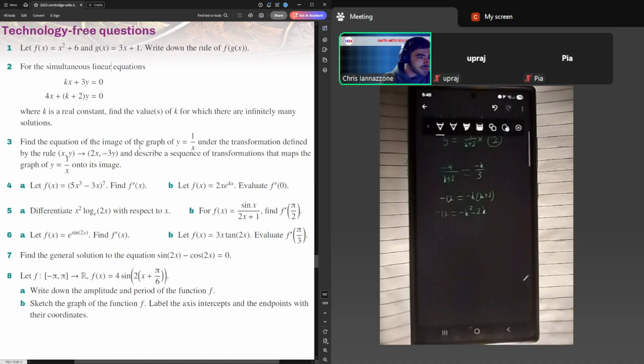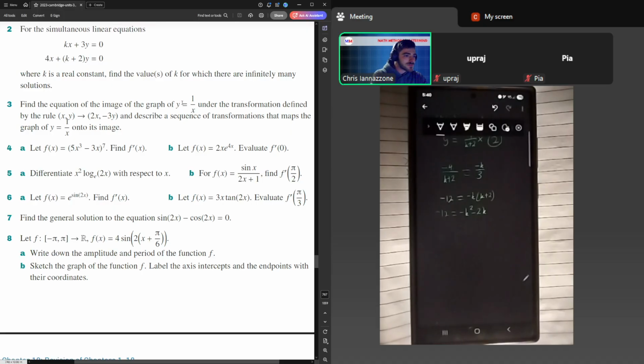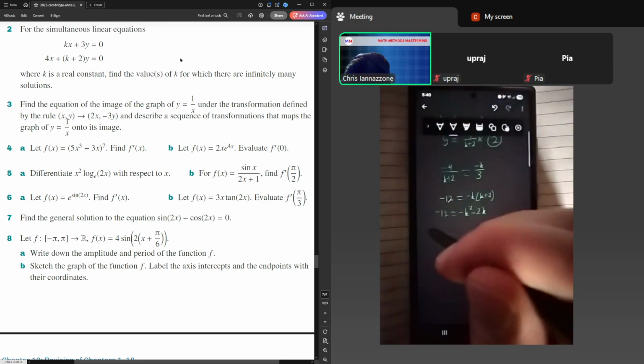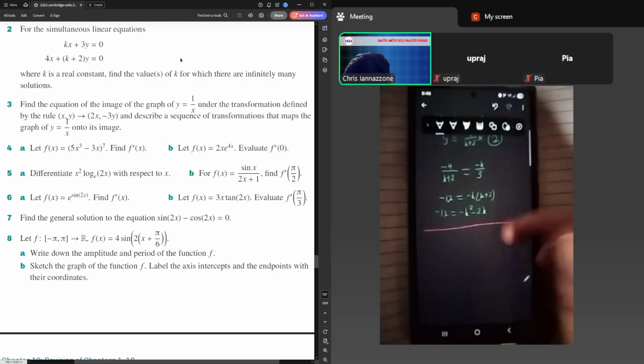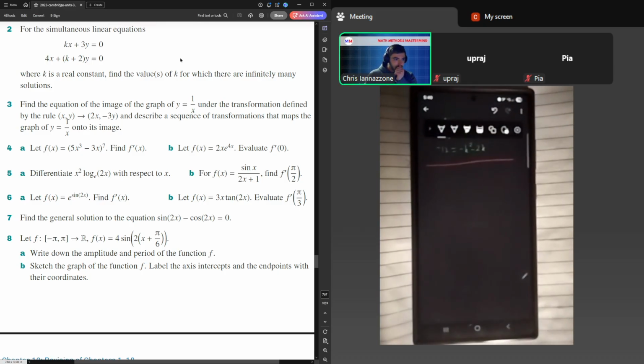Alrighty. Next up, transformations. Find the equation of y equals 1 over x after it's applied the transformation of (2x, negative 3y), and describe a sequence that maps. Okay, so it's both apply and describe what this means. Fair enough. All right, well, there's two parts to that. First is applying it. I'm not really fussed how you want to apply it, either by recognition or by x dash, y dash. What should we do?